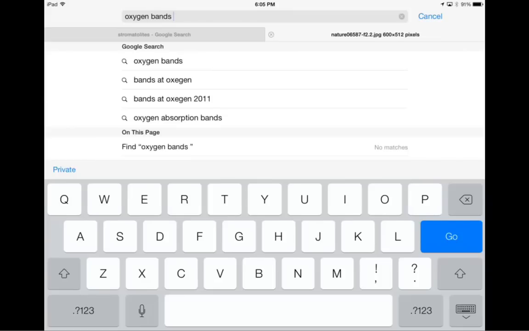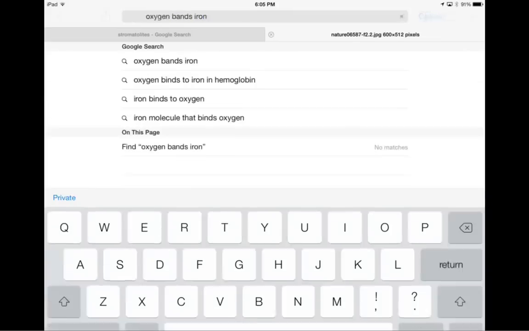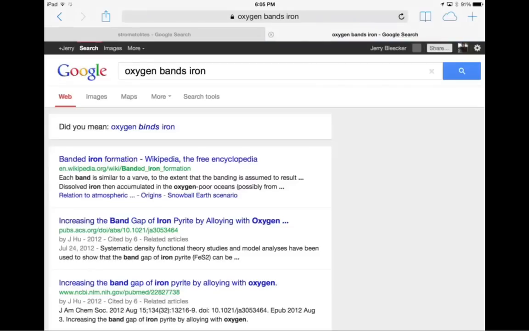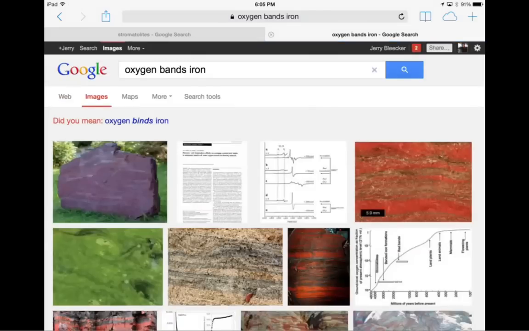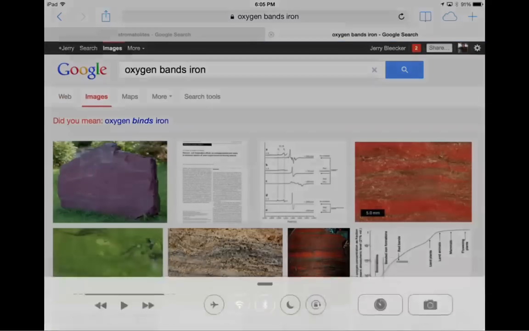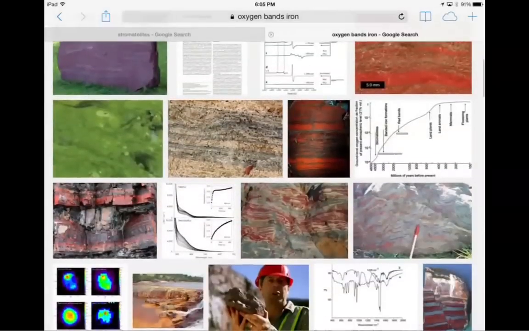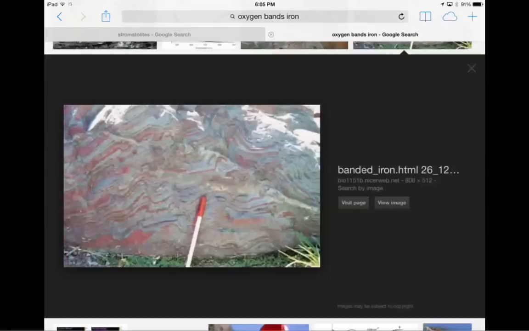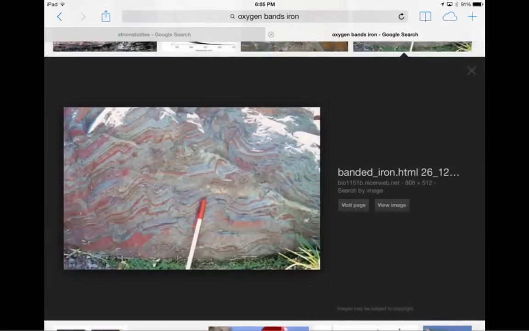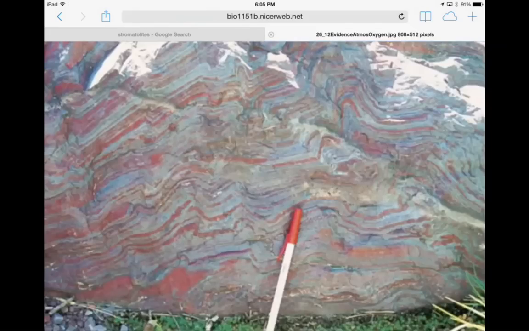oxygen bands, and I should be able to get it if I type iron. If you go look in the Earth's crust, you can see, if you dig down, where the iron bands begin to form. And it looks about like this. So iron ore, in the presence of oxygen, will oxidize and form this sort of rust-like color.